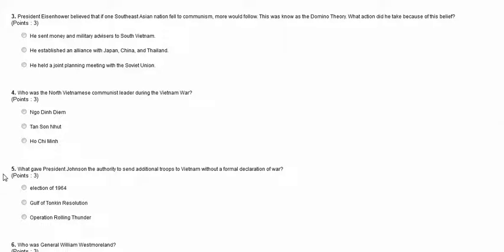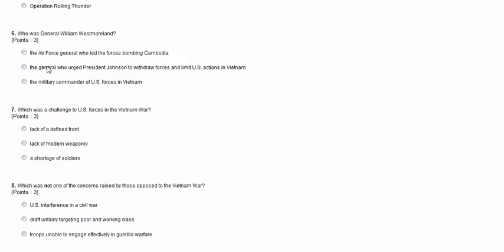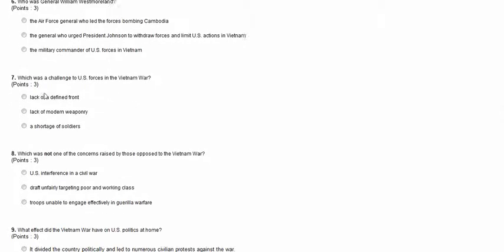Number 5. What gave President Johnson the authority to send additional troops to Vietnam without a formal declaration of war? The election of 1964, the Gulf of Tonkin Resolution, or Operation Rolling Thunder? Number 6. Who was General William Westmoreland? Was he the Air Force general who led the forces bombing Cambodia, the general who urged President Johnson to withdraw forces and limit U.S. actions in Vietnam, the military commander of U.S. forces in Vietnam, or actually that is our last option, the military commander of U.S. forces in Vietnam.